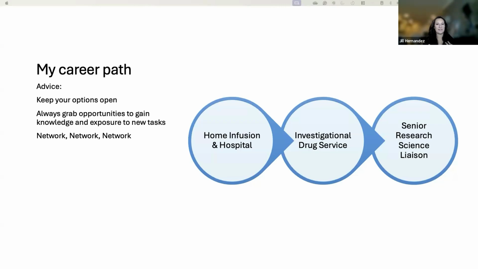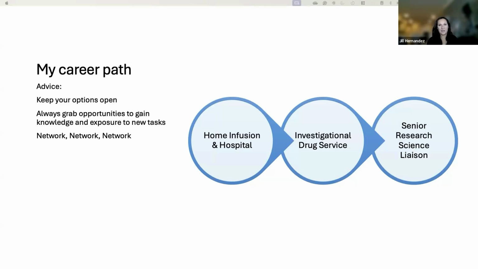I just randomly stumbled across a job opening for an investigational drug service pharmacy manager role, which has a few different names, but it's the research pharmacy. Actually, my son was in a clinical trial for food allergies, and when I saw the job posting, I texted my study coordinator and was like, what is this? And she was like, yes, you need to apply for this. So that kind of goes back to the networking. She put in a good word for me and they hired me.